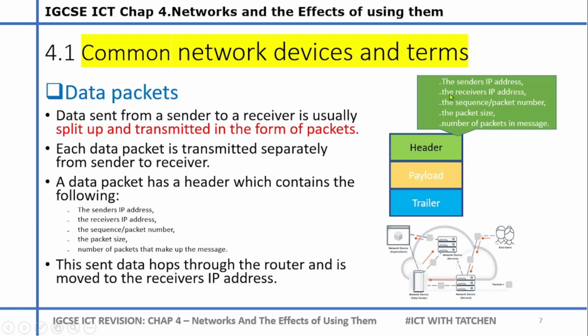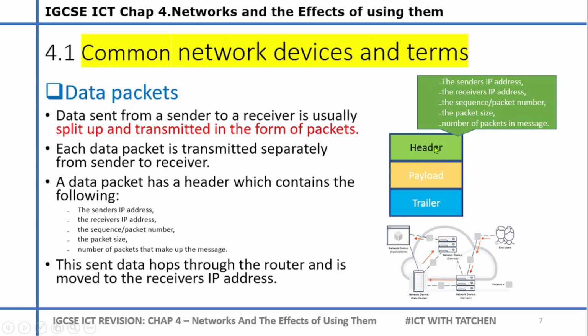So the header basically will have the sender's IP address, the receiver's IP address, which helps to identify where the message is going to, the sequence or packet number. So maybe packet number one, packet number two, and so on and so forth. So they will rearrange themselves maybe from one all the way to 1 million or whatever it is to form the full message, and then the packet size, and then obviously the number of packets in a message, so that the network ensures that the whole message is compiled. If there are 20 packets, all the 20 packets must come together to form that message.